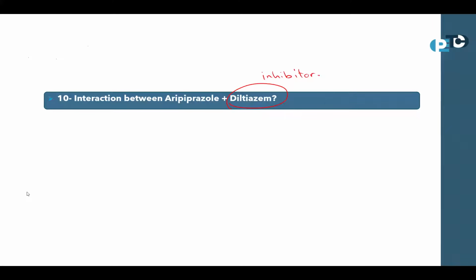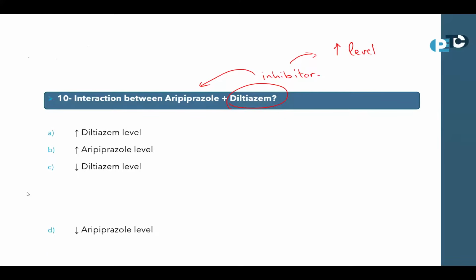Diltiazem is an inhibitor to cytochrome. So what does it cause to aripiprazole? An inhibitor leads to an increase in the level of the other concomitant drug. So it will increase the level of aripiprazole. If we have this choice, it will be the right answer. Yes, increase the aripiprazole level is the right answer here.